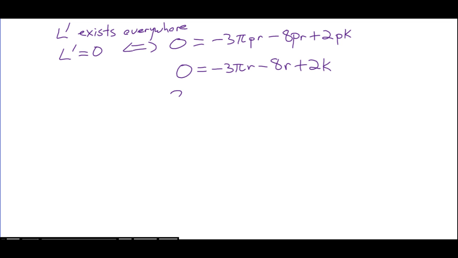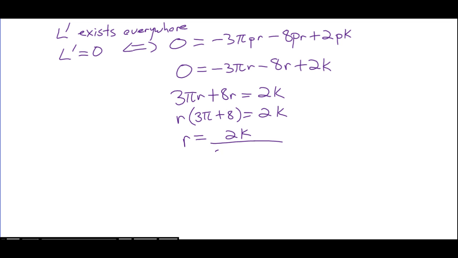And let's get these guys over here. So 3 pi r plus 8r is equal to 2k. Factor out the r. So r is equal to 2k over 3 pi plus 8, right? So if we know the perimeter that we want, then we set the radius equal to this number.